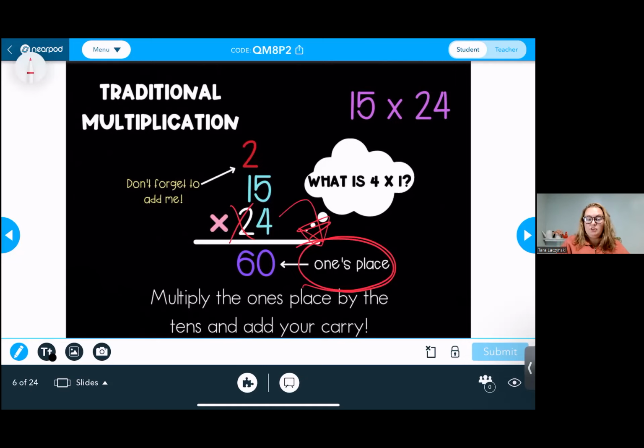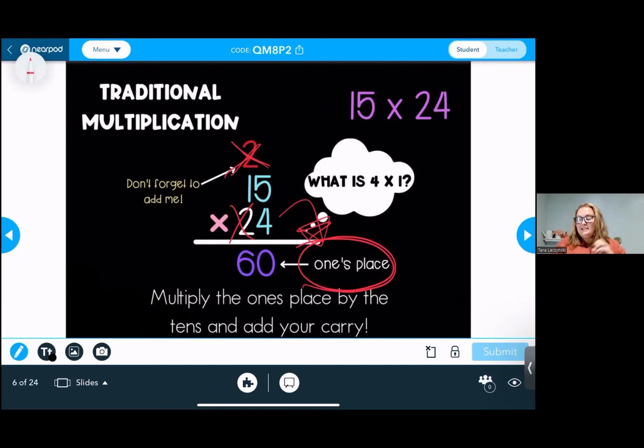Now, when we did one-digit multipliers, that was it. That was the end of our answer, right? But we have 2 digits. So what I want you to do now is, if you have any carries, cross them out, because that was for the ones place and we are moving on to the tens place.